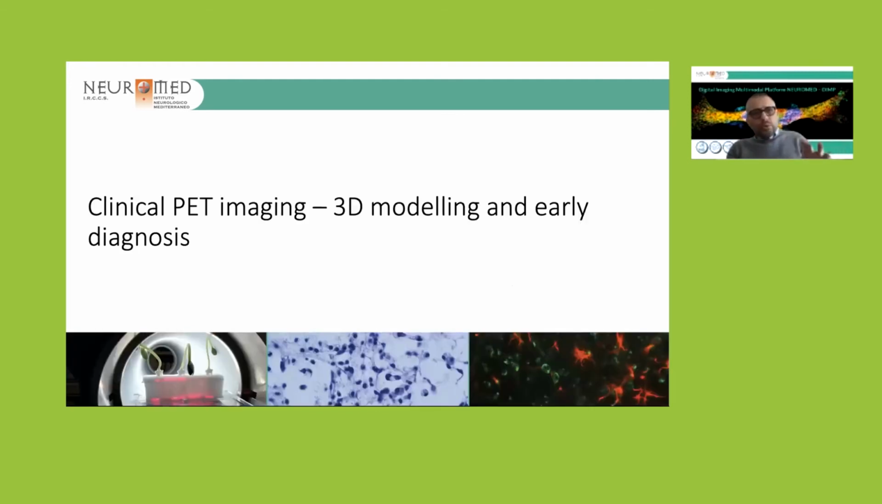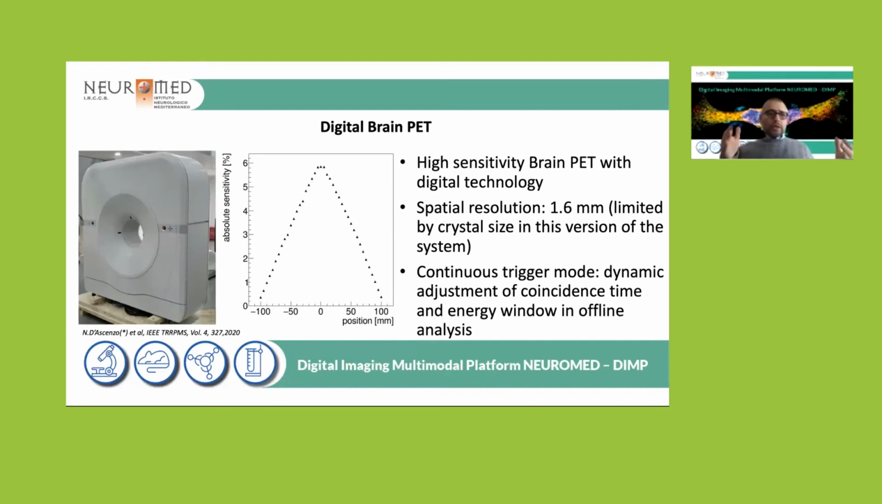When we go to clinical imaging, it is more delicate. Clinical imaging is a 3D modeling for the serious case of early diagnostics, so it cannot be a test bench anymore. In clinical imaging, we apply all that. I focus today, for example, on the brain PET. That's a digital brain PET we realized with the same digital technology I was showing you in the introduction. It is a high sensitivity brain PET with digital technology.